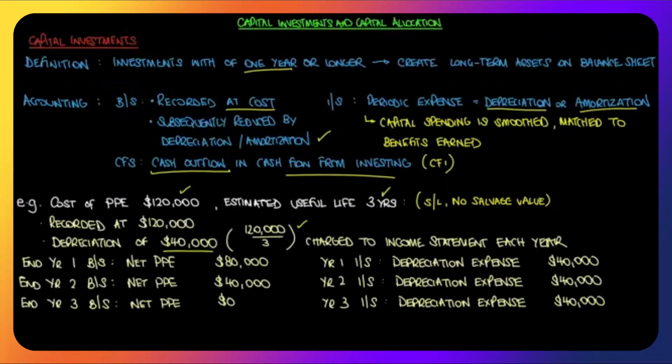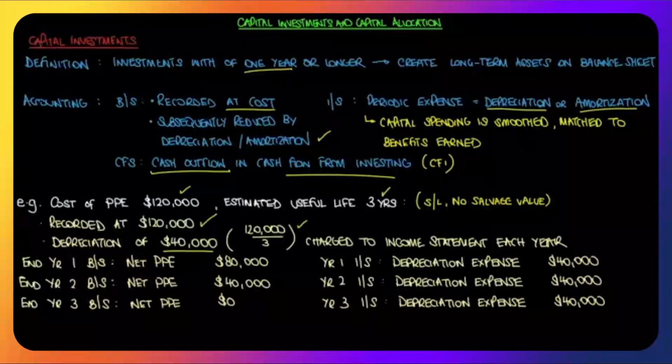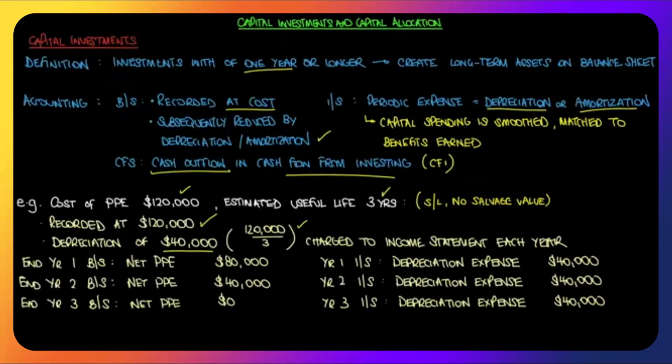But in this simple example, what does it mean? It will go onto the balance sheet initially at $120,000. In year 1, we will charge the first depreciation expense of $40,000. So year 1 profit is reduced by $40,000. And at the end of year 1, PPE on the balance sheet will be at $80,000. The $120,000 cost less the $40,000 depreciation.